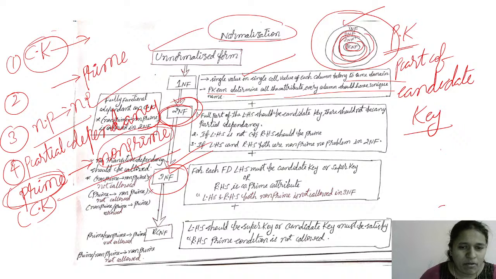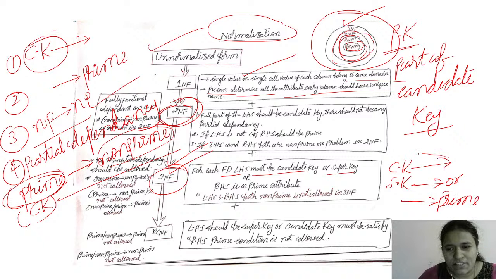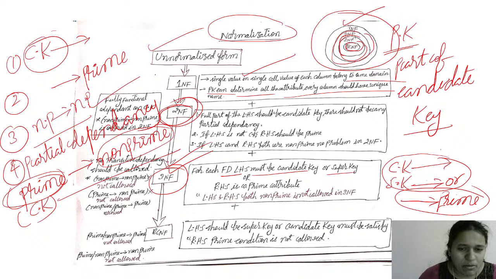What is third normal form? For each functional dependency, LHS must be candidate key or super key. LHS must be candidate key or super key. Okay. If it is not like that, then RHS should be prime. Any of these two should be true for the third normal form.